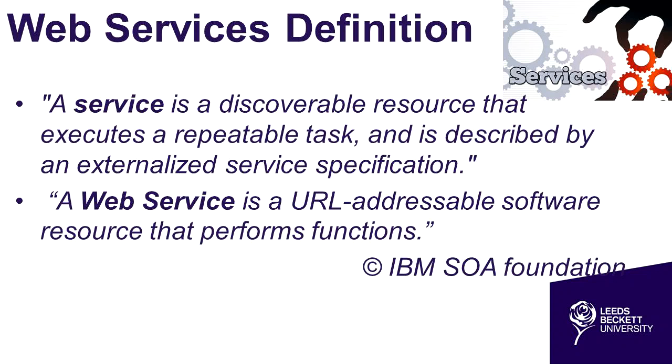Okay, so what does all this mean? We were talking about the externalized service specification. It means that any service can be discovered by an application. That's what provides the externalities, if that's a word, right? So any service can be discovered by an application over the web and it can be invoked to perform a repeatable task. It has the externalized service specification, which says what the service does and how it must be used.